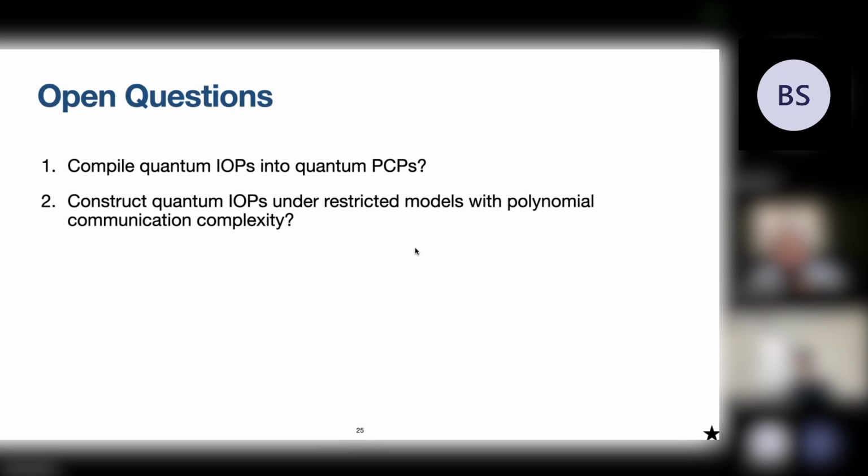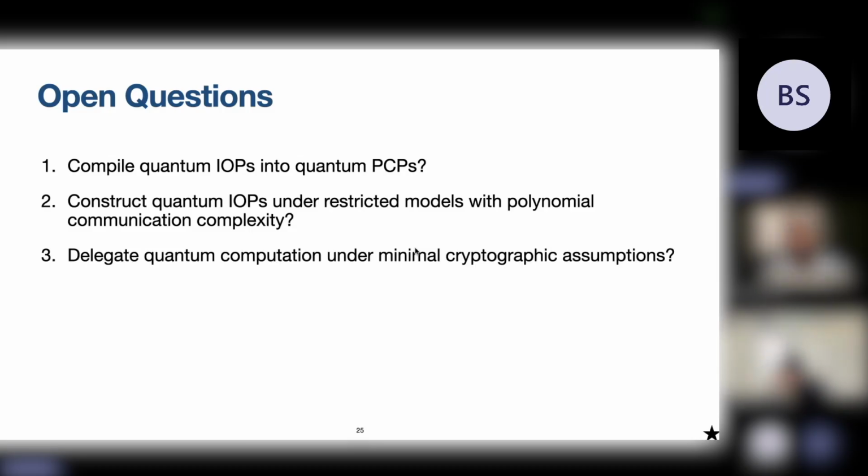And some open questions we propose. Whether you can compile quantum IOPs into quantum PCPs. Okay, so this is not clear. Construct quantum IOP under restricted model with polynomial communication complexity. So basically it says, if you keep the definition we made for the strong quantum IOP, can you prove a polynomial communication instead of exponential? And delegate quantum computation under minimum crypto assumptions, say PRU, and this is something that we are doing.